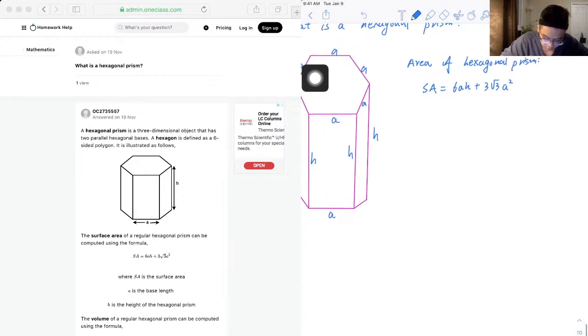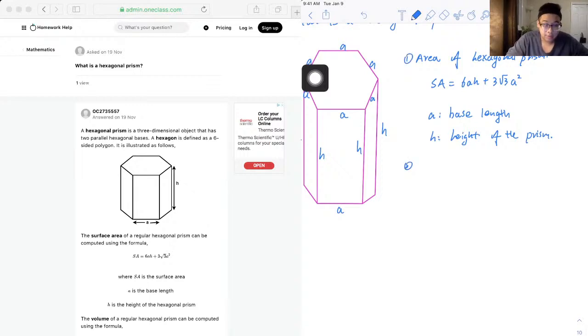Let me write this down on the side as well. A is our base length. H is our height of the prism.